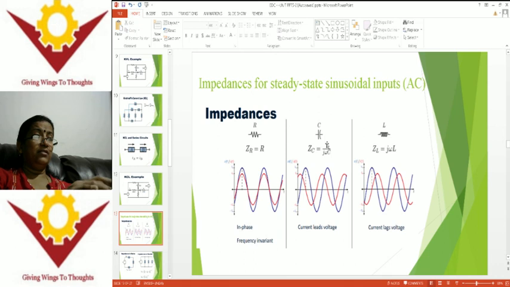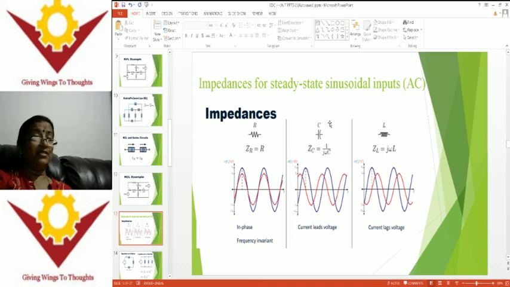Okay, so these are another example of steady state sinusoidal inputs and how we calculate the drops across the resistors while applying sinusoidal input voltages. In case of sinusoidal input voltages, instead of calling a resistor R, we'll call it an impedance Z. Impedance is the combination of resistance and reactance.